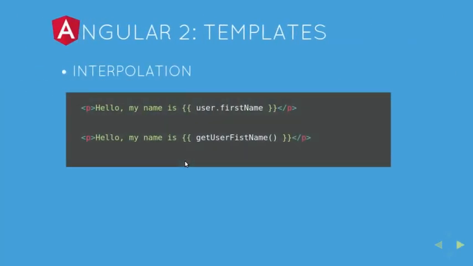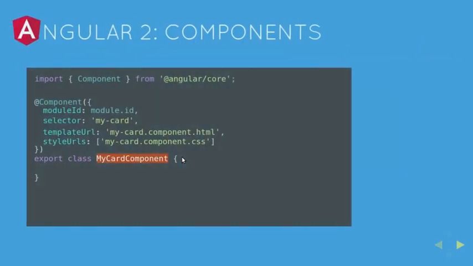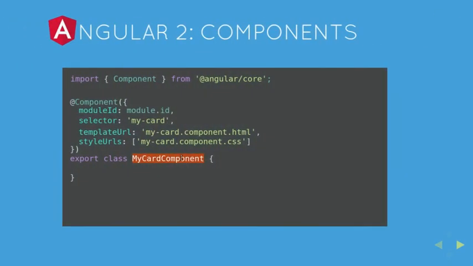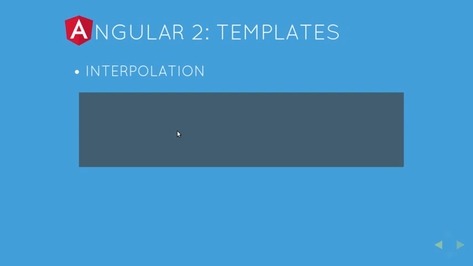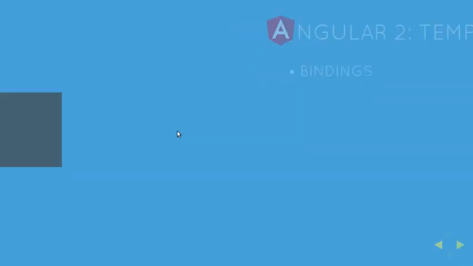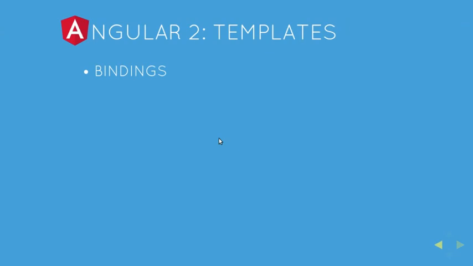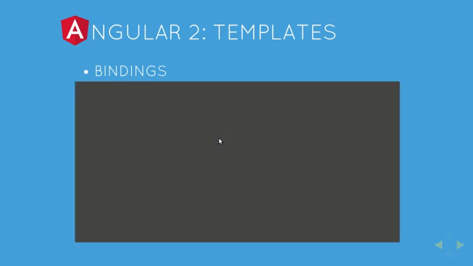Interpolation means how you will render the data inside this template. Inside this template, how you will get the data: you will get the data with the help of interpolation. You will have the user object in the ES6 class. You will get a first name, you will call this get first name and all these methods, and these methods will get fired from the component. This is how we are doing the binding.